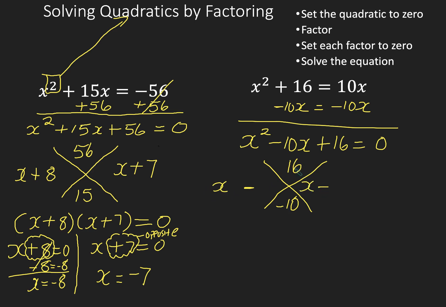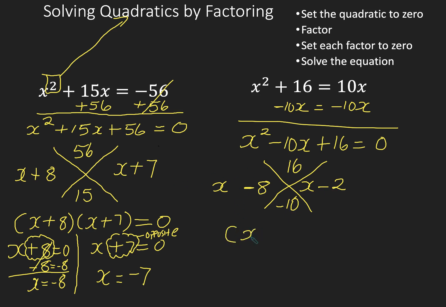So I'm looking for two numbers that when I multiply, I get 16, and when I add them, I get 10. That would be 8 and 2. And I always say check your product and your sum. Negative 8 times negative 2 is positive 16. Negative 8 plus negative 2 is negative 10.